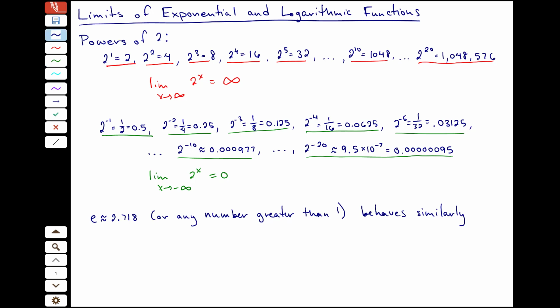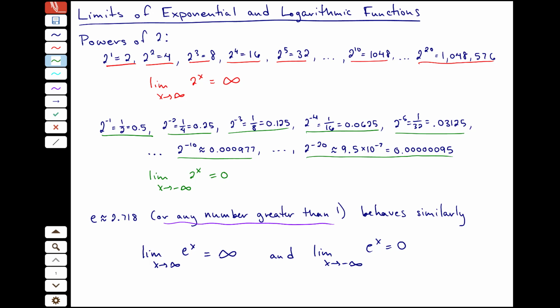And now generally in mathematics classes, we talk about exponential functions with e. So remember that e is approximately 2.718. It behaves similarly, and in fact, any number greater than 1 is going to have these same limits. So what we have is that the limit as x goes to infinity of e to the x is equal to infinity, and the limit as x goes to minus infinity of e to the x is equal to 0.